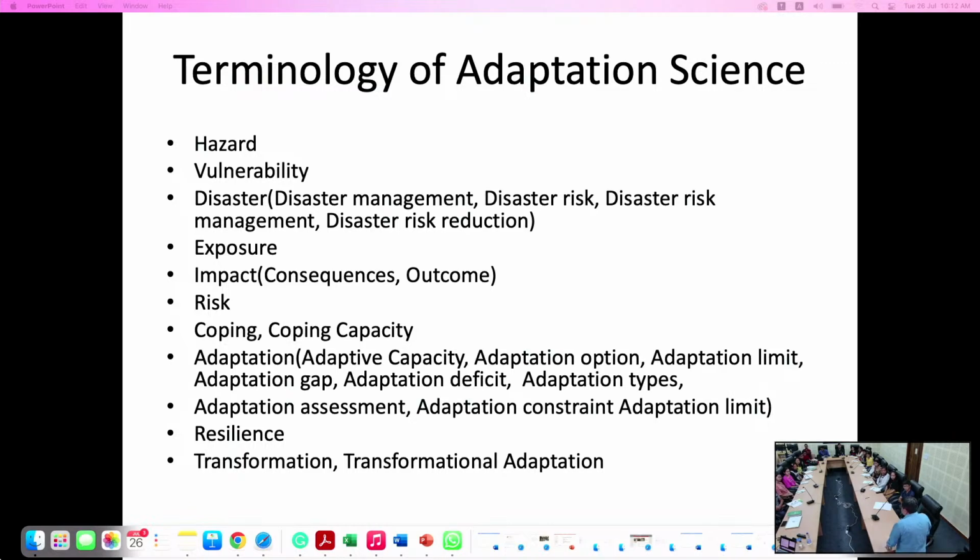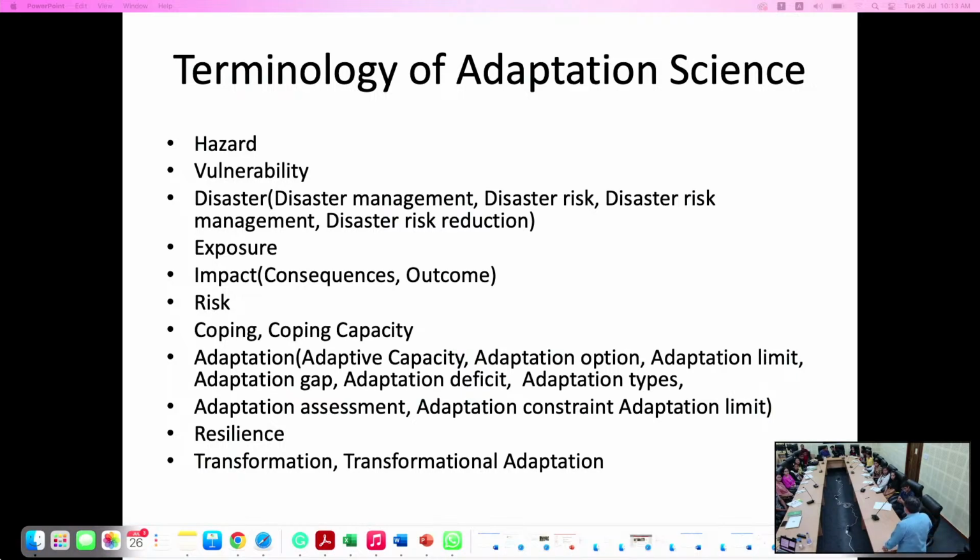And very often we use these terms in our daily life. We say, oh, he is so vulnerable, don't take risk. Can you cope with this crisis? Can you adapt to that change? Oh, you have to gain resilience. All terms that we use in our daily life, but the same terms acquire a very different meaning when you use them in science, right?